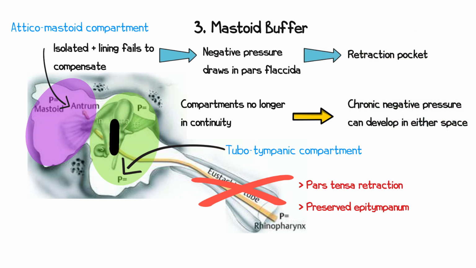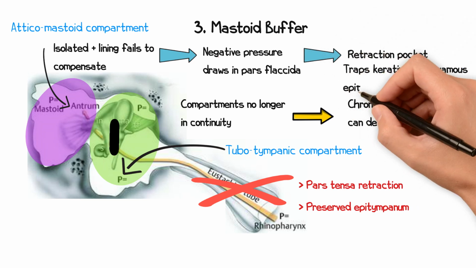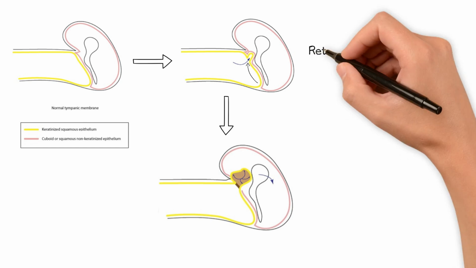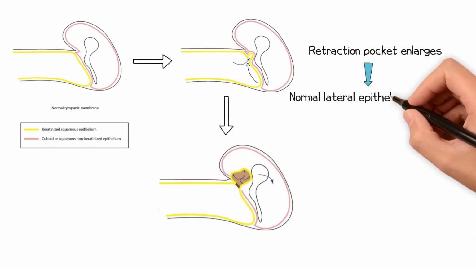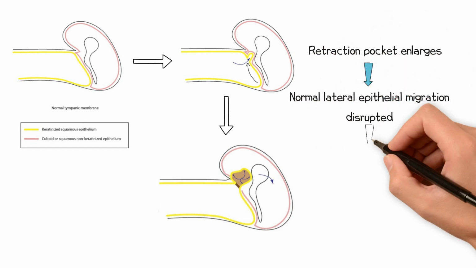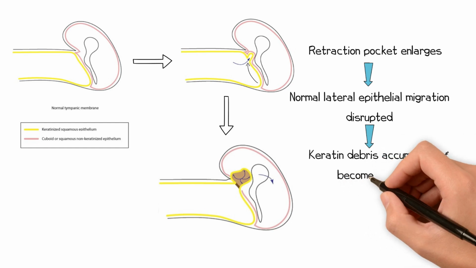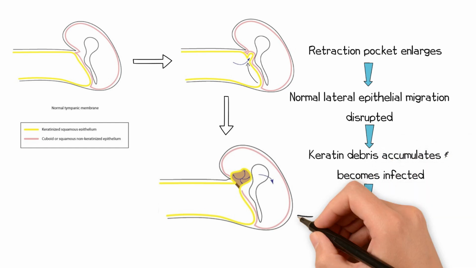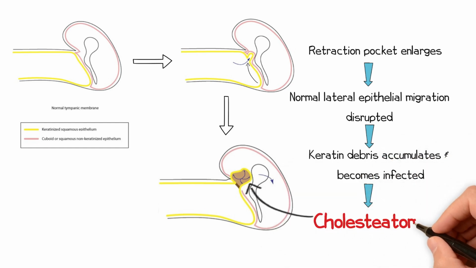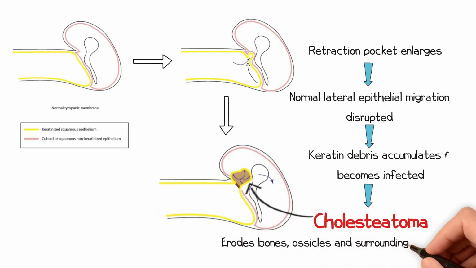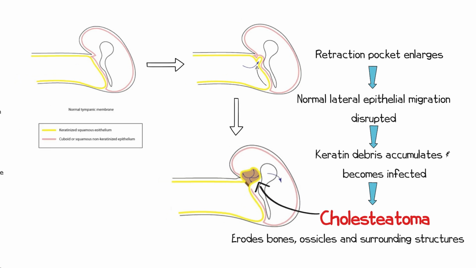This results in a retraction pocket which traps keratinizing squamous epithelium. Over time, the pocket enlarges and disrupts the normal lateral epithelial migration. Keratin debris accumulates and becomes infected. This forms an acquired cholesteatoma, a destructive epidermal inclusion cyst that erodes bone, ossicle, and surrounding structures. Recognizing the interplay between pressure regulation, mucosal function, anatomy, and disease progression is essential in understanding middle ear pathophysiology.